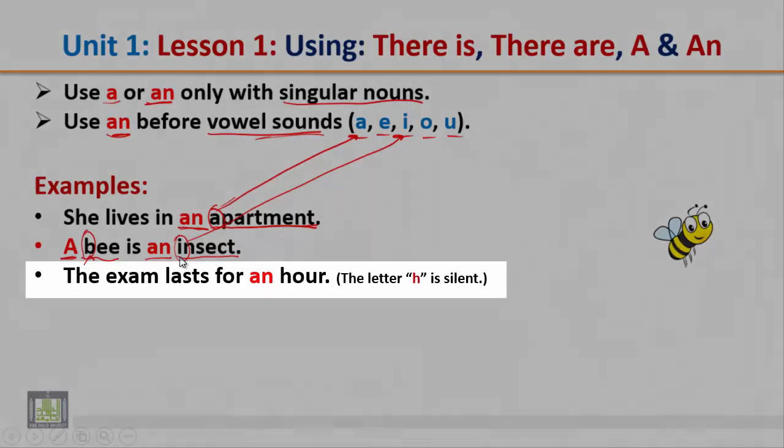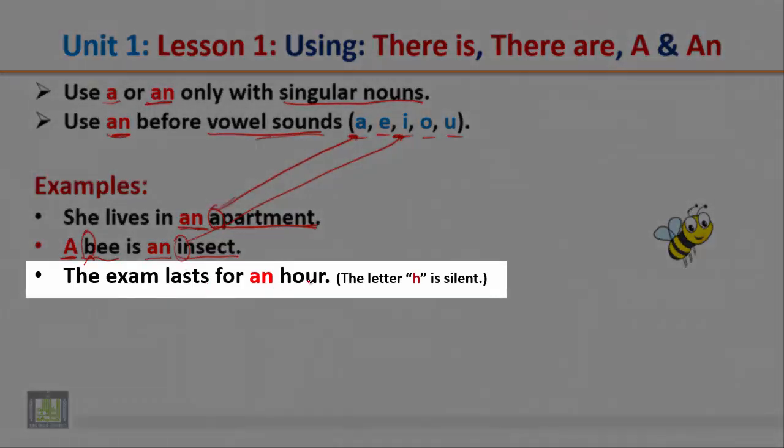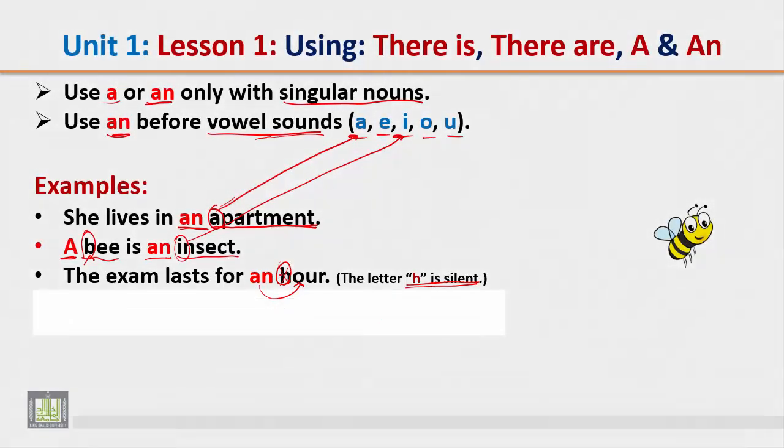Another example: the exam lasts for an hour. Notice the pronunciation of the word hour. The letter H here is not pronounced. It is written, but it is silent. So we say an hour. Why? Because this letter is not pronounced. It is silent.